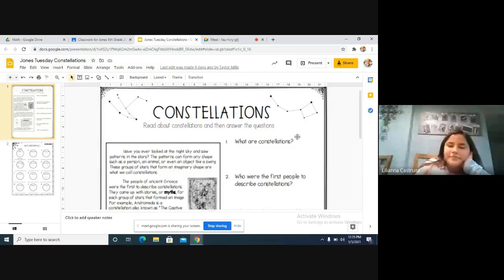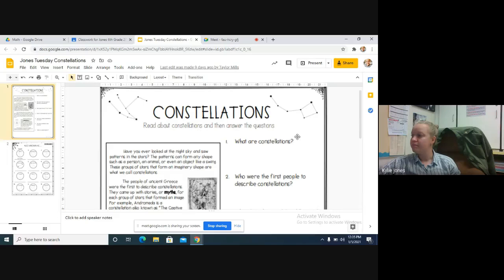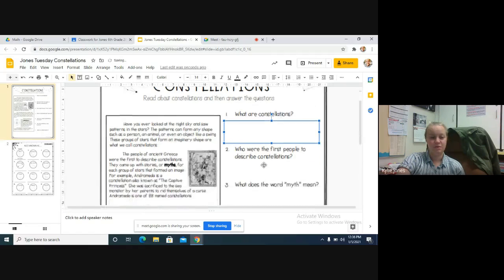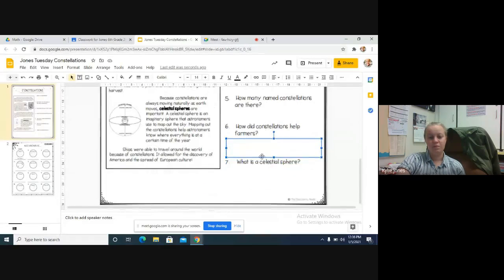I'm there. Good. Awesome. I could see a couple of you guys there. We've got Go Guardian up, so I could see your screens. Okay, a lot of you guys are there. The directions say, read about constellations and then answer the questions. There's text boxes underneath where we will write our answers. We are not going to do complete sentences on this one. We'll just do little bullet points and we'll work on it together.